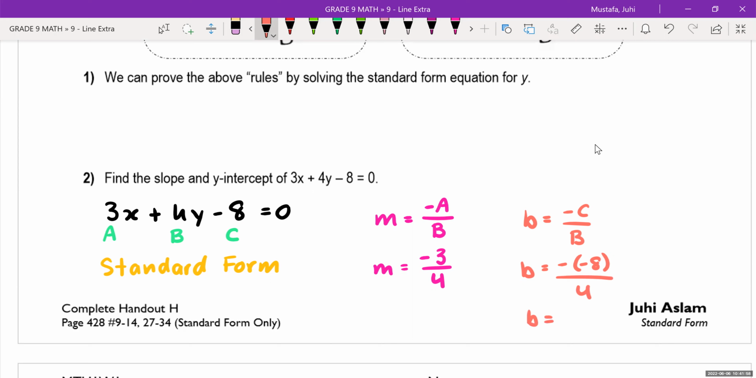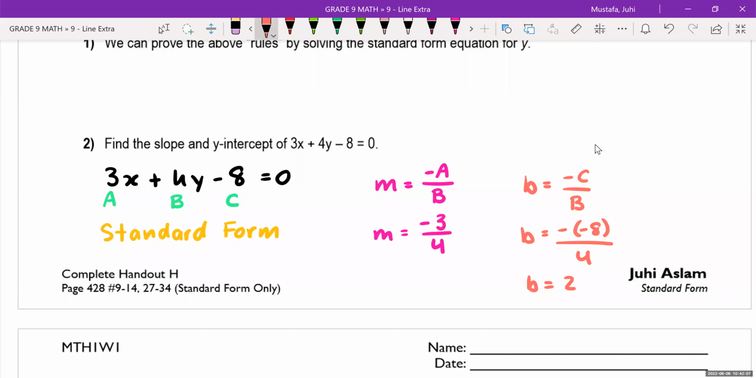So what's this going to reduce to? Yeah, 8/4, which is just a whole number 2. And another way to write this is you can write it as a point, which is the y-intercept, where x is equal to 0. So it's just going to be 0, 2.